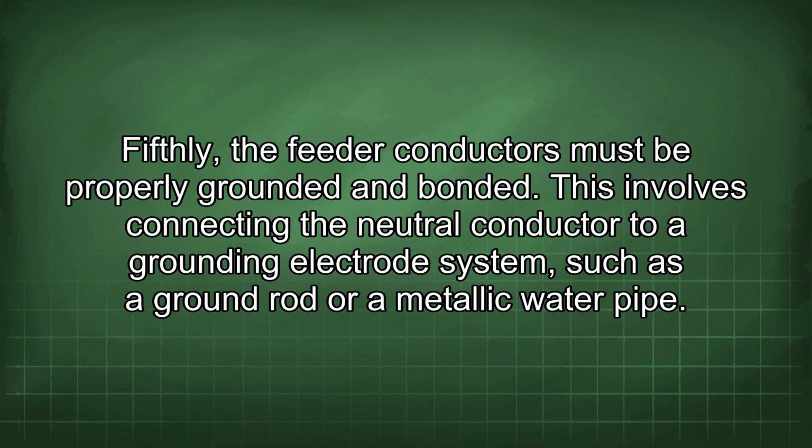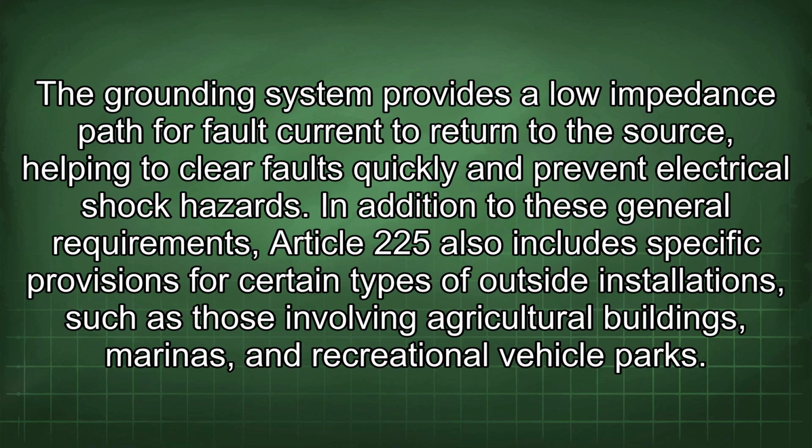Fifthly, the feeder conductors must be properly grounded and bonded. This involves connecting the neutral conductor to a grounding electrode system such as a ground rod or metallic water pipe. The grounding system provides a low impedance path for fault current to return to the source, helping to clear faults quickly and prevent electrical shock hazards.